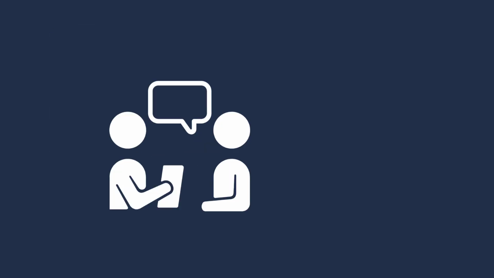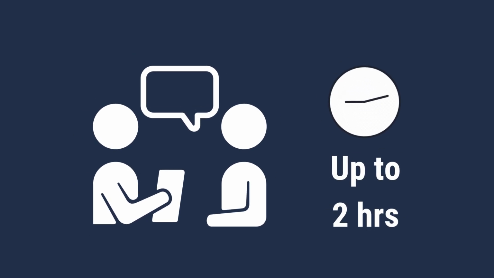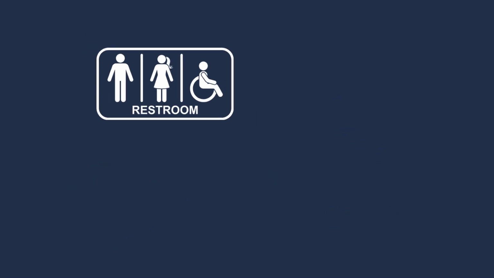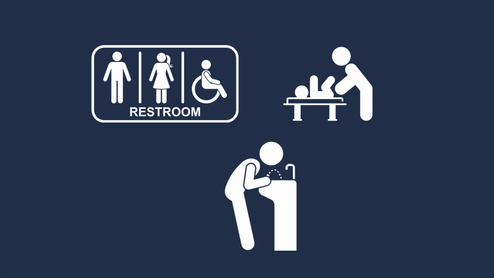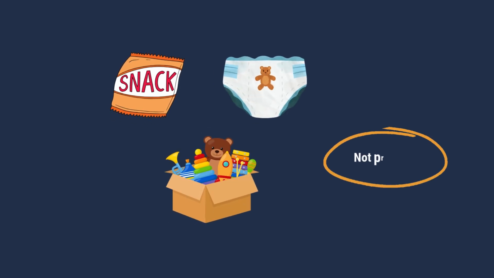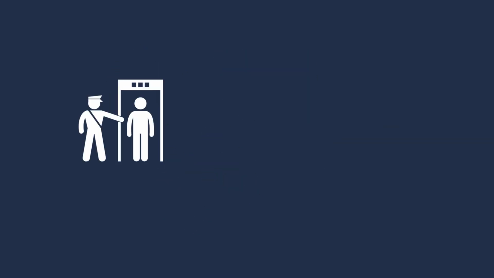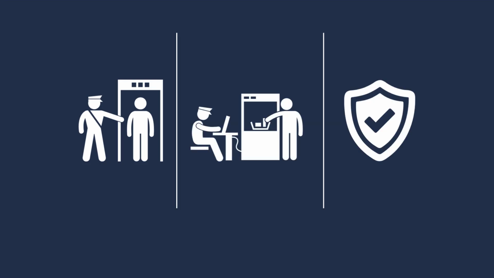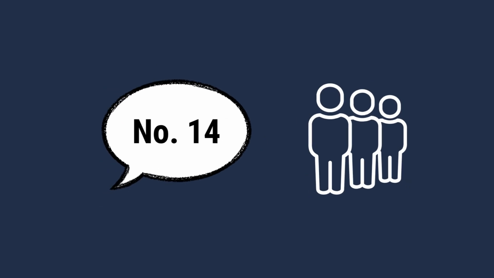If you are late, your appointment will need to be rescheduled. Your appointment could take up to 2 hours. We have washroom facilities, changing stations, and drinking water available for applicants. However, if you need any supplies such as snacks, diapers, or small toys, please bring them with you. Once you arrive, all applicants undergo a security check and receive a customer number. After the intake process, an American officer will call you by number to an interview room.